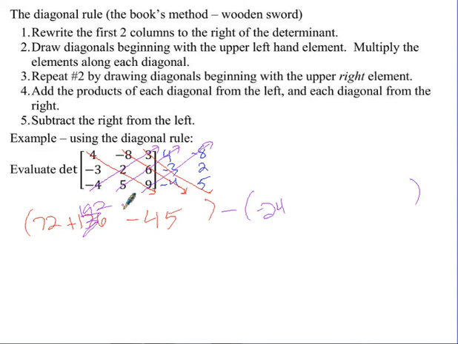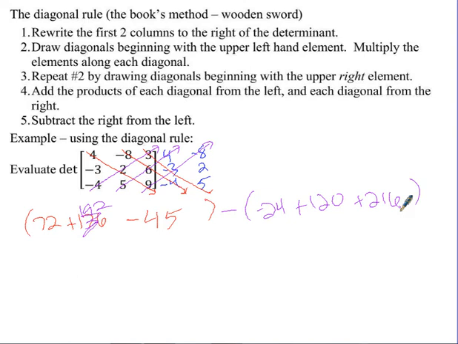Anyways, second diagonal. 5 times 6 times 4. A couple different ways you can go that easily. 5 times 6 is 30. 30 times 4 is 120. So plus 120. 9 times negative 3 times negative 8. A little bit tougher on this one. We have a negative times a negative, which is positive. So 3 times 8 is 24. 24 times 9 is 216.